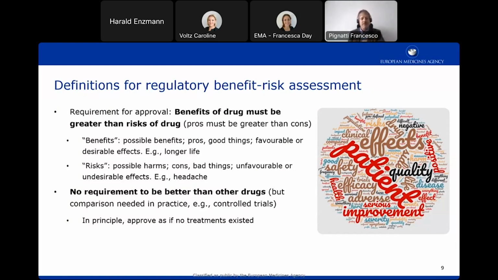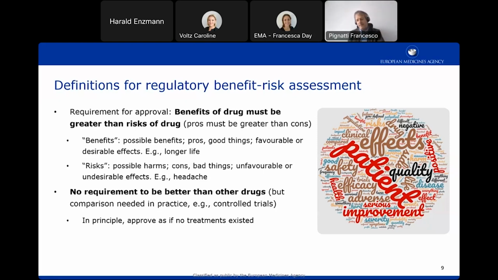The word cloud that you see on the right side of this slide is actually, when we asked a few dozen assessors, what do they consider as benefit and risk? And we got, I think, more than 90 definitions of what can, from time to time, be considered as a benefit and a risk, right?